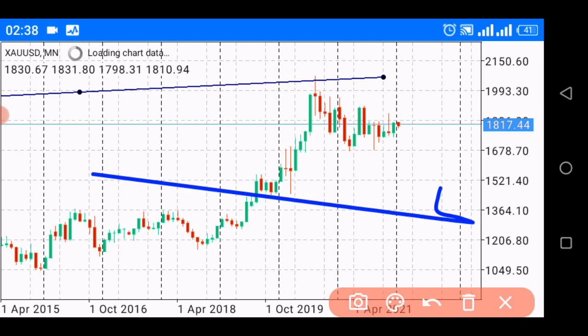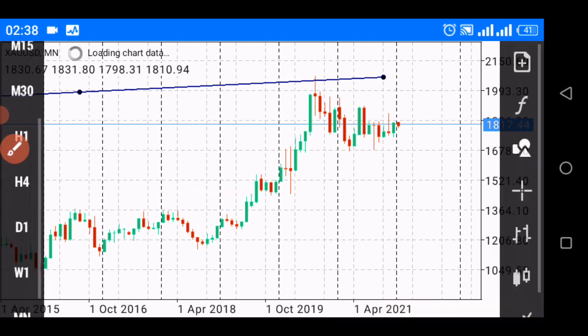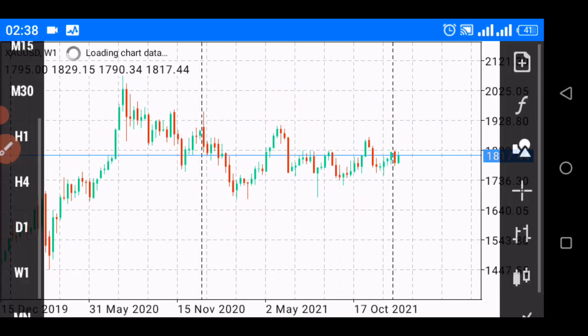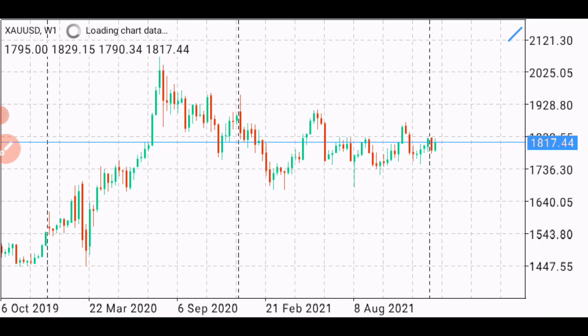So we are going to analyze this movement here, but we are going to go to the weekly chart, because in the weekly chart we see something like this.